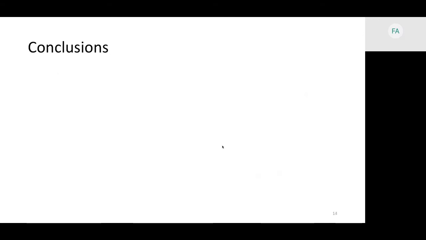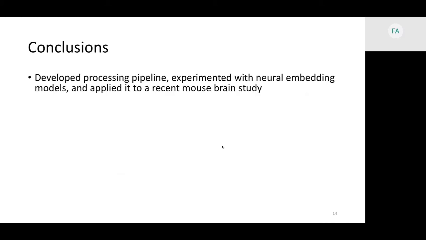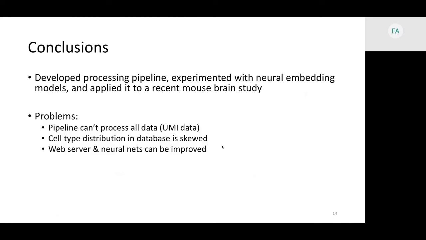So to summarize what we did, we developed a pipeline to experiment with many different neural networks to embed all of this data, and then settled on a few models where we then applied a recent mouse brain case study to see how well they were working, and we made it available as a web tool. But it's definitely not perfect. There are some issues that we're dealing with and that can be improved.